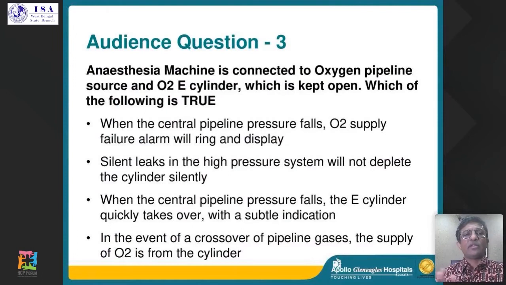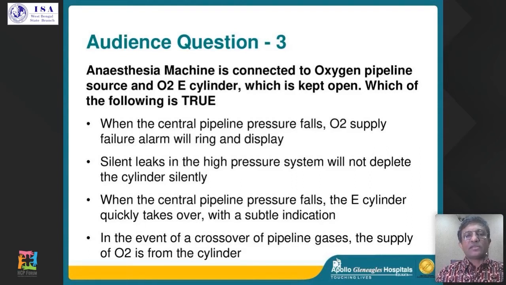Okay, just take a little bit of time on this. The anesthesia machine is connected to the oxygen pipeline system and is also connected to the oxygen E-cylinder, which is kept open. In this scenario, which of the following is true?